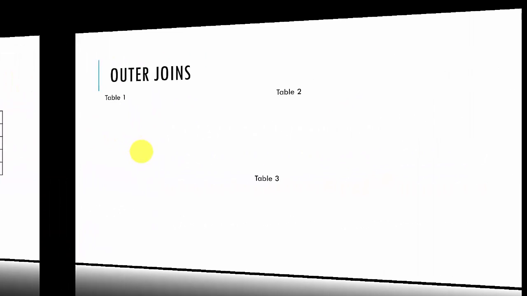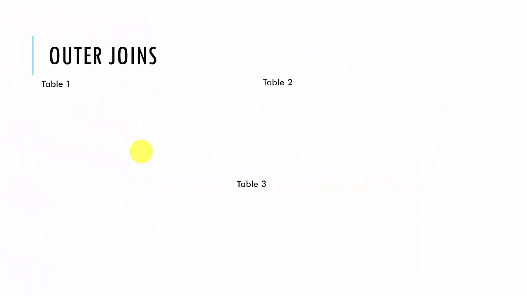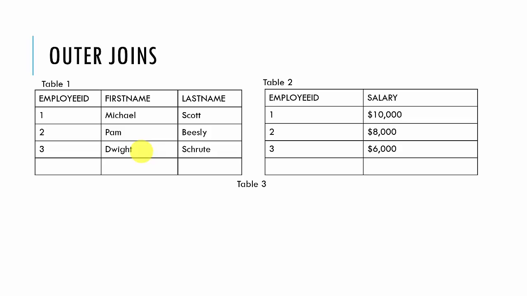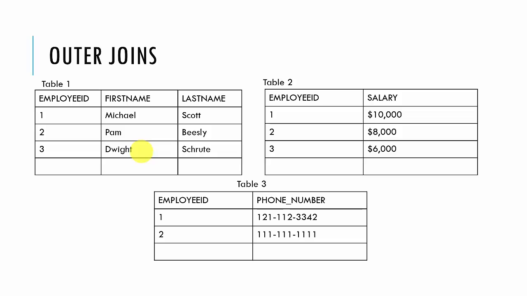Okay, let's look at outer joins. Let's consider a table which has employee ID, first name, and last name. Let's look at another table which again has an employee ID and the salary. This is pretty much the same scenario that we discussed in the previous slide, but here we are taking a very slightly different approach. We are going to introduce a new concept called outer joins. We introduce a third table which stores employee ID and phone number.